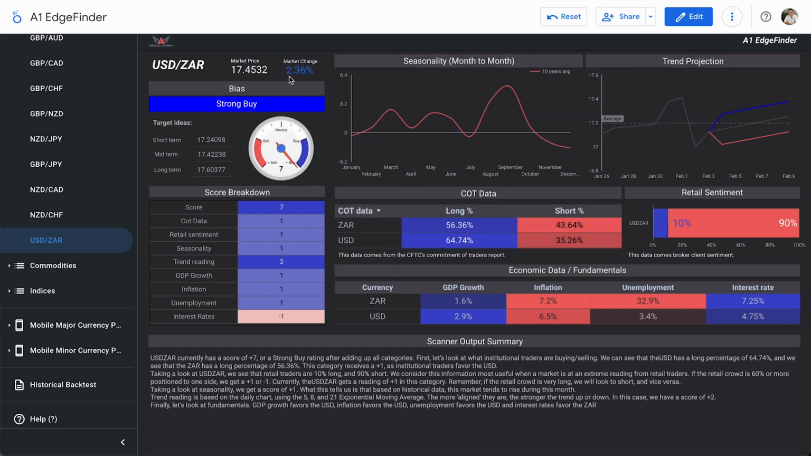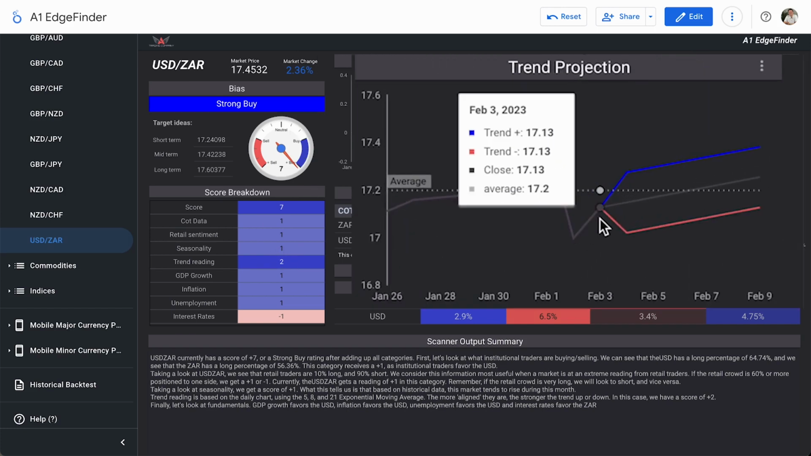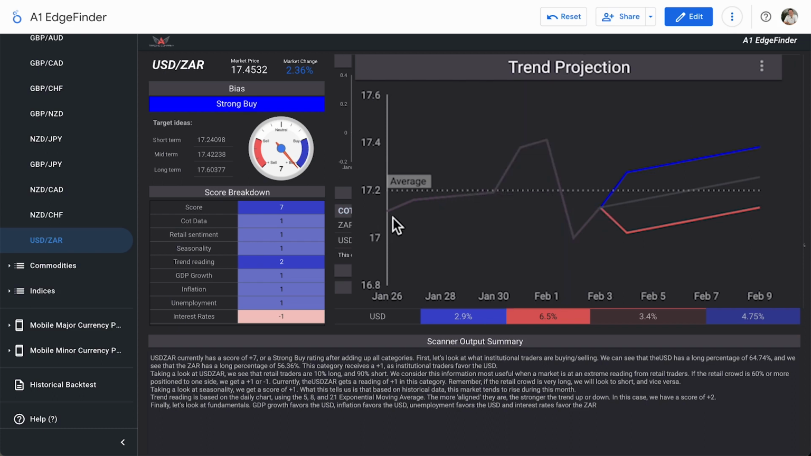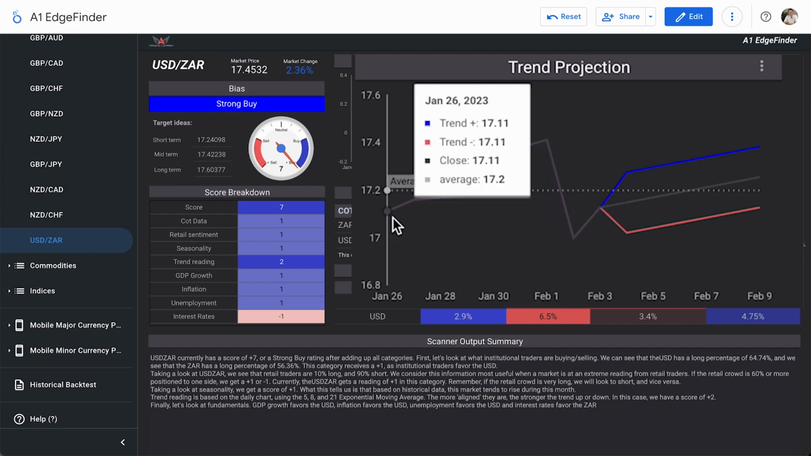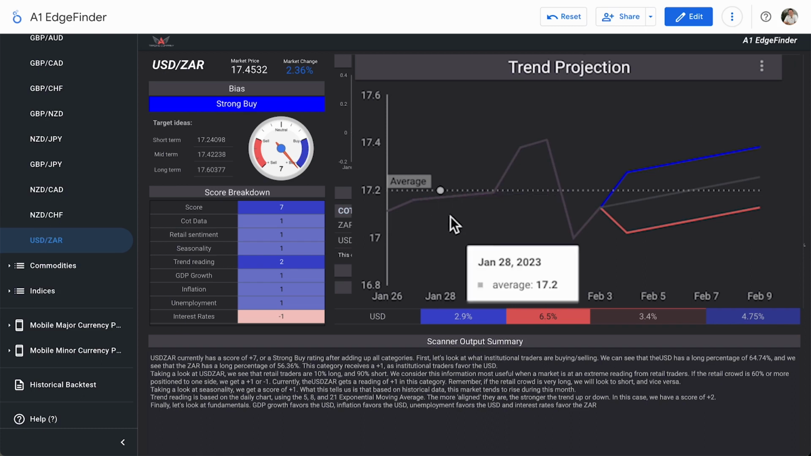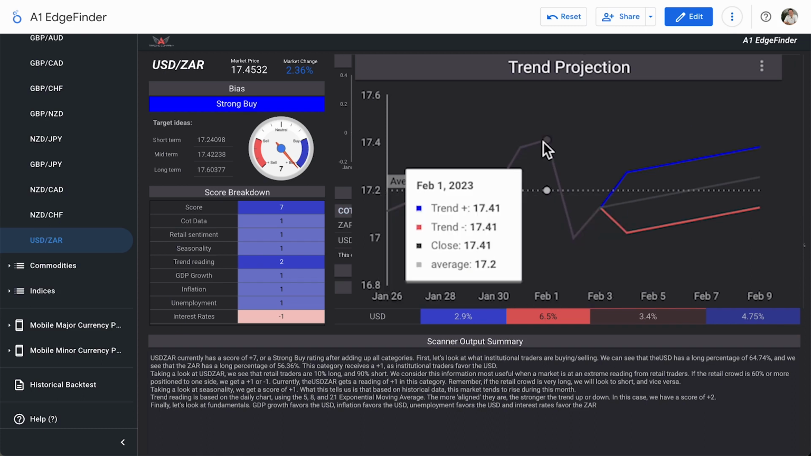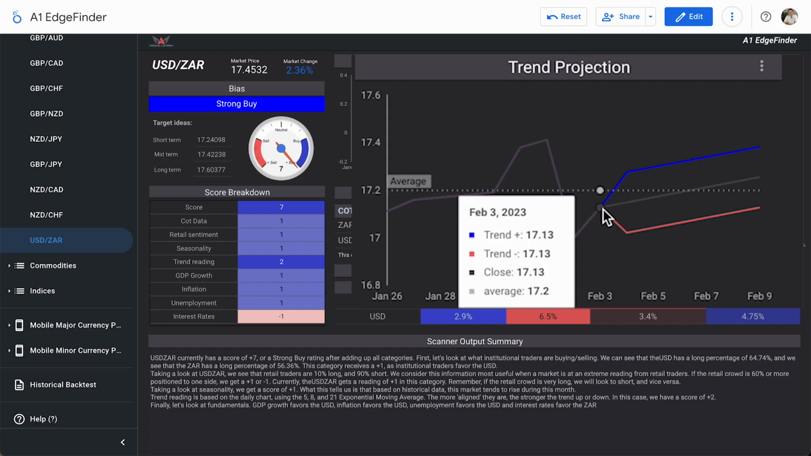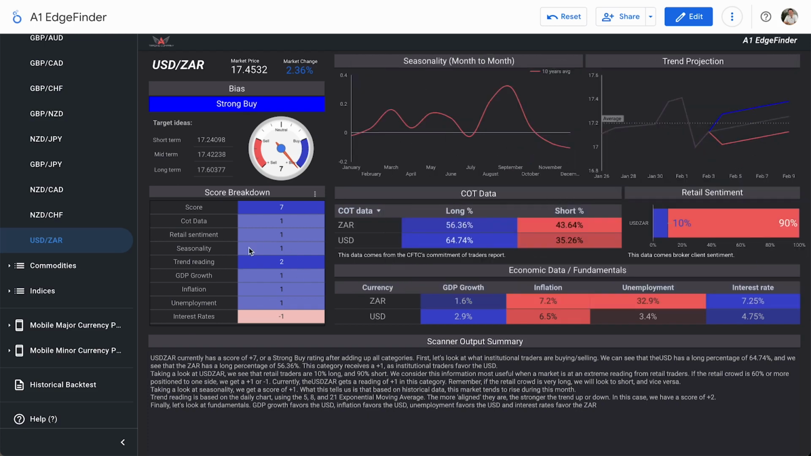We are up 2.36%. Our trend reading is a +2, and we can see right here that we made a really strong upward move from yesterday to today. It had been making more moves to the upside, all the way back to January 26th, just continued to move up and up. And then on February 1st, we shot back down, but we have come up a little bit since then. So strong trend reading there.